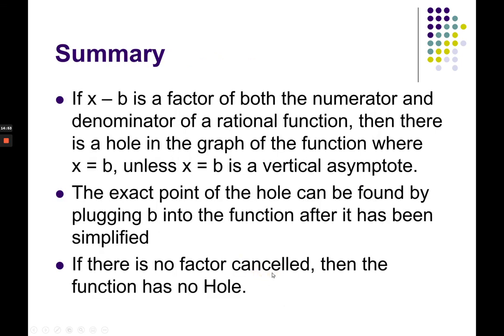So to summarize: if x minus b is a factor of both the numerator and denominator of a rational function, then there is a hole in the graph of the function where x is equal to b. It should not be that b is a vertical asymptote. The exact point of the hole can be found by plugging b into the function after it has been simplified. If there is no factor cancelled on the given rational function, then the function has no hole.